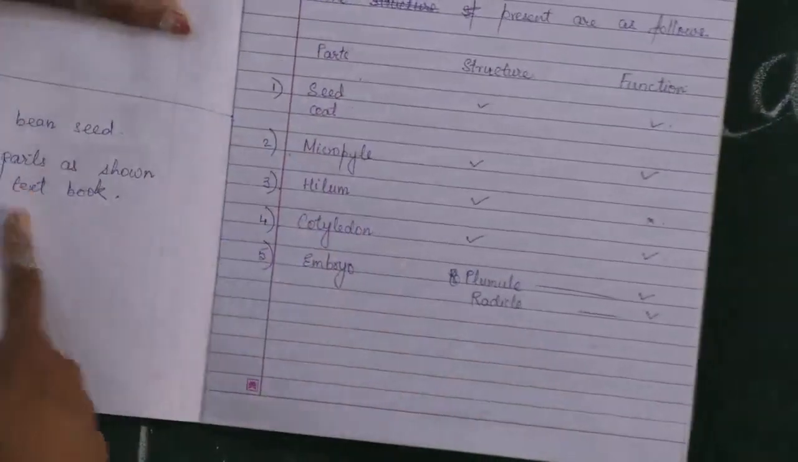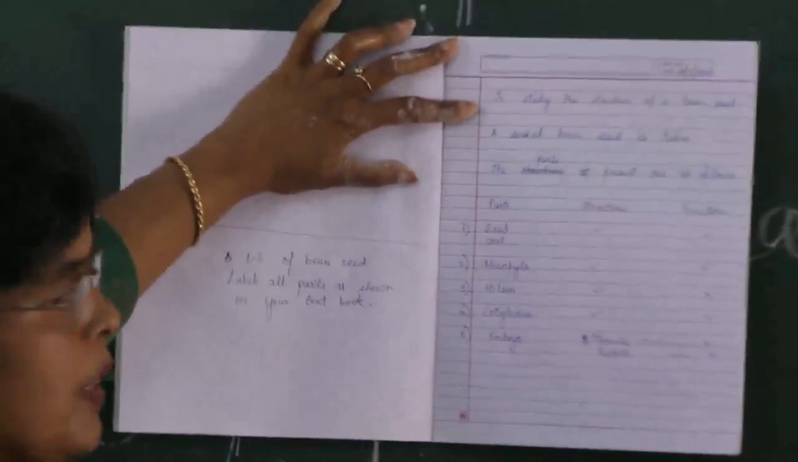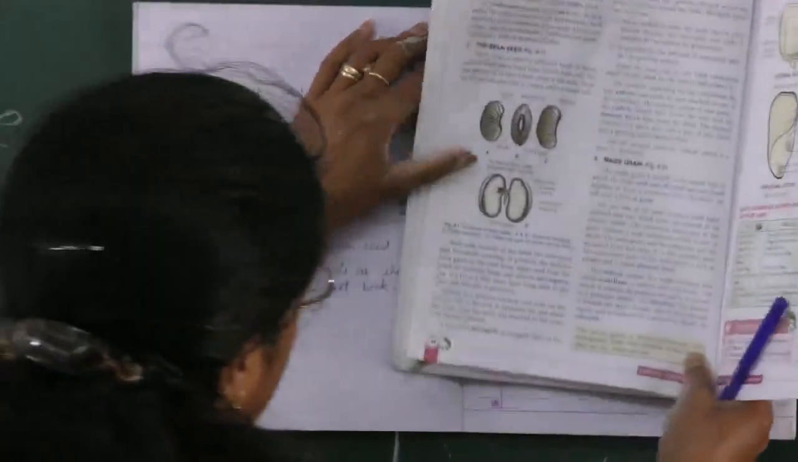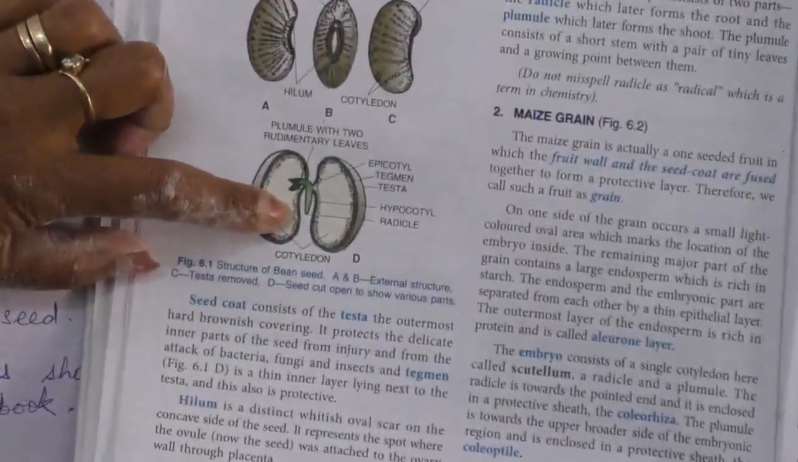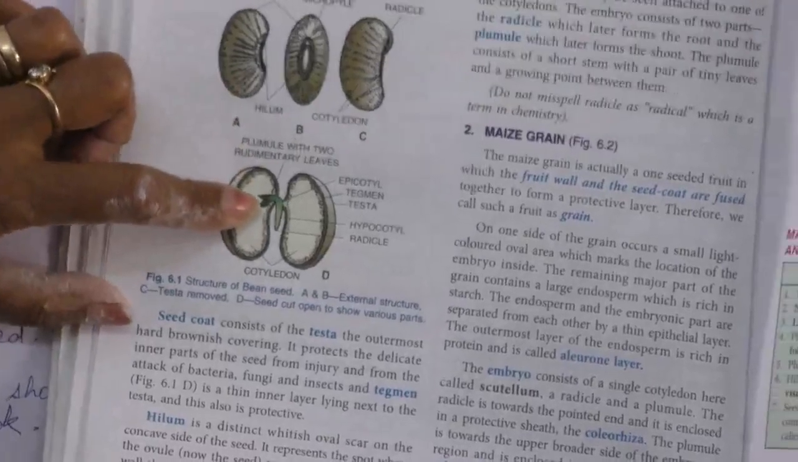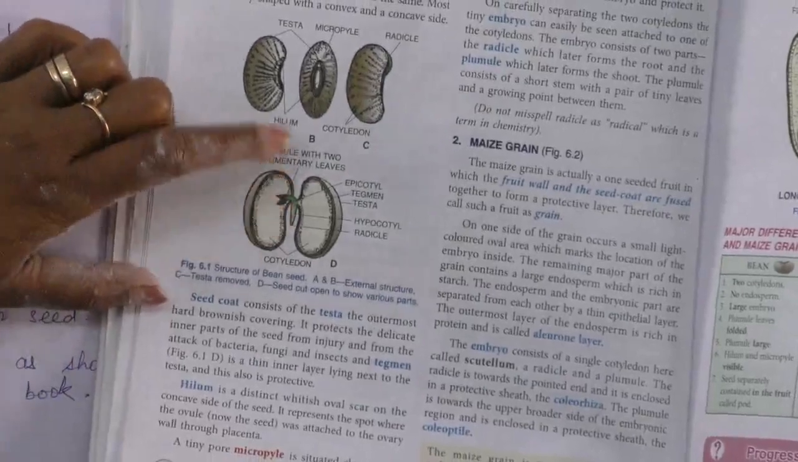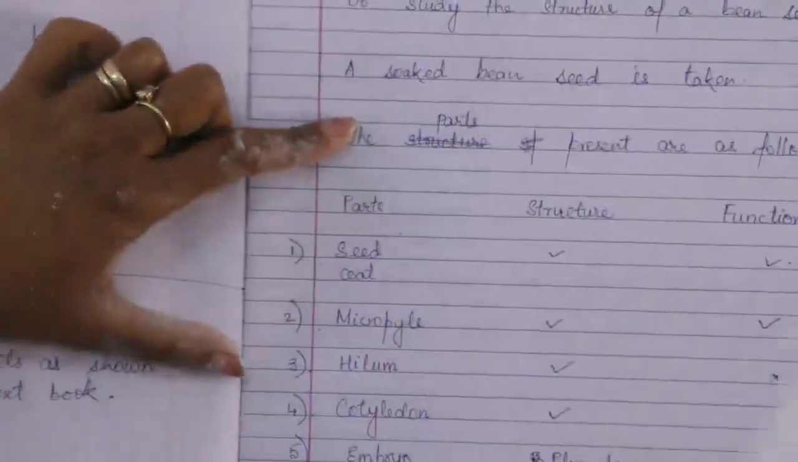A complete bean seed. And then you will draw the LS of a bean seed. That means you open the bean seed, you remove the cover of the bean seed, and what you see inside, you will show this one. In this diagram, here you are showing hilum, you are showing micropyle, but here you are not showing micropyle and hilum. What are you showing? You are showing radicle, plumule, hypocotyl, epicotyl, testa, tegmen, then cotyledons. These all things you have to show.